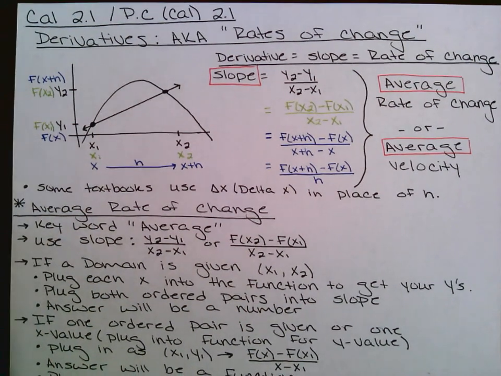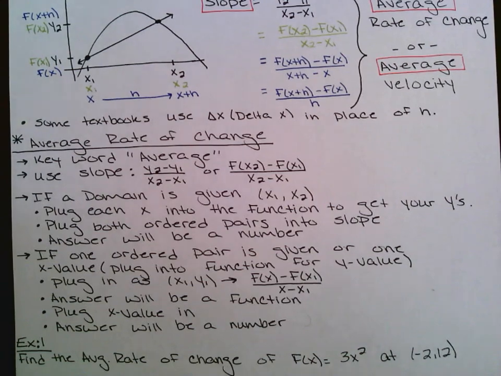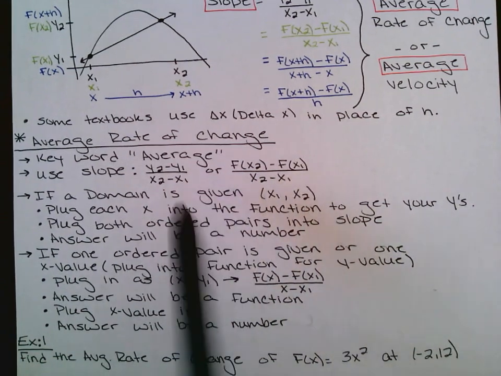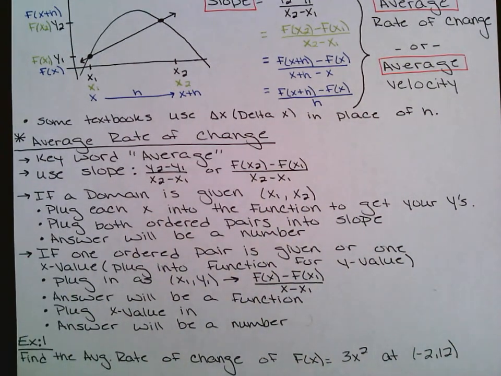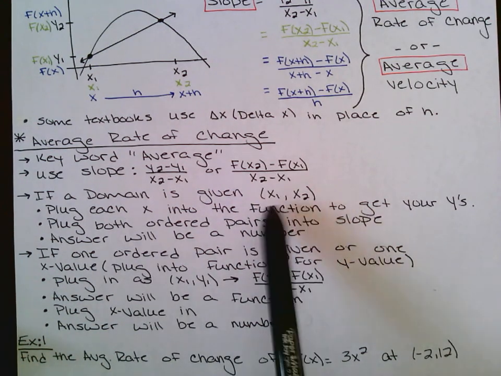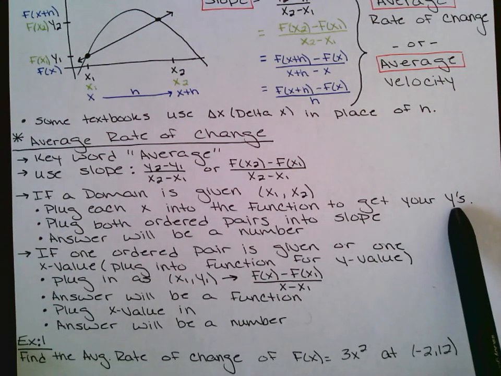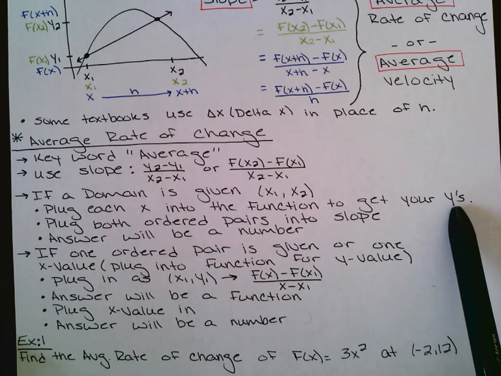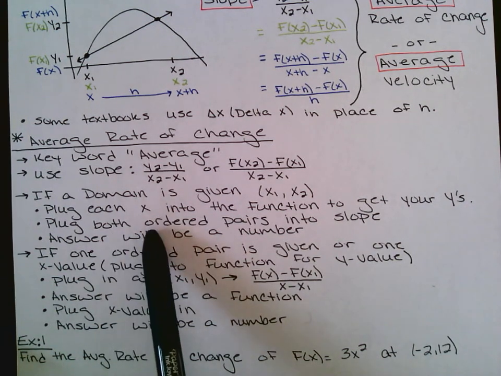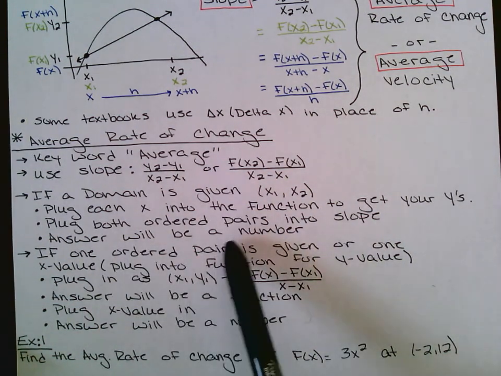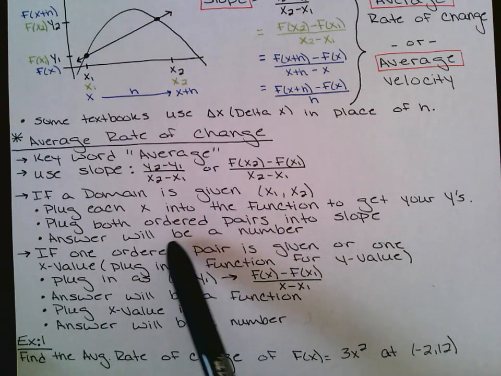So let's go into some more details now and see how these questions can be asked, okay? So average rate of change, keyword is going to be average. You're going to be using the slope formula. And then you have two scenarios of how the questions can be asked. So in both scenarios, they're going to give you a function. In scenario number 1, they're going to give you a domain, meaning they're going to give you two x's. Your first job is going to be to plug each of those x's into the function to get your y's. Once I have those x's that were given and my two y's, now I have two ordered pairs, and I can plug both of those ordered pairs into my slope function. And I'll get a number as my answer, and that will be the average rate of change that happened at that time, okay?